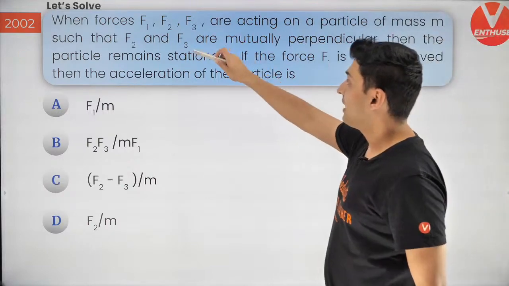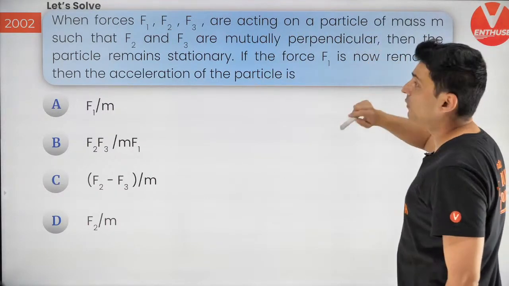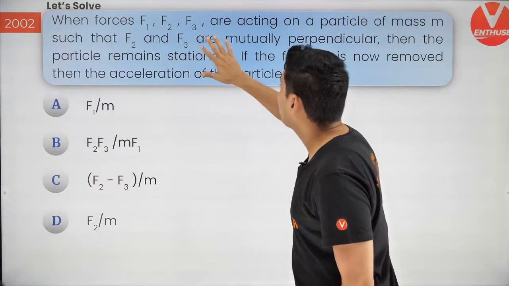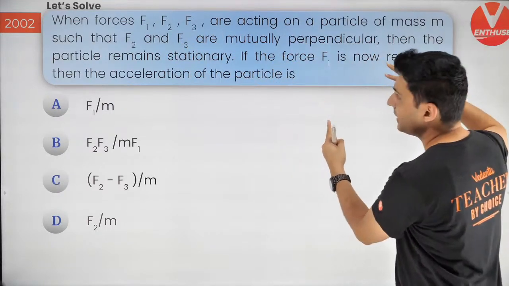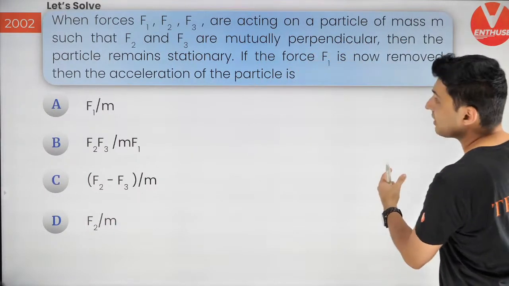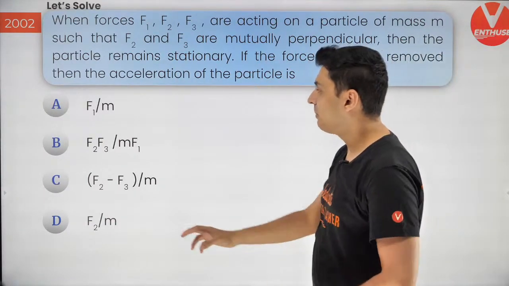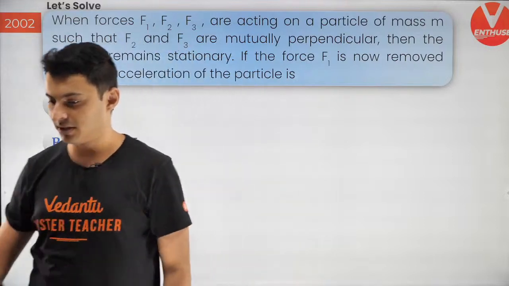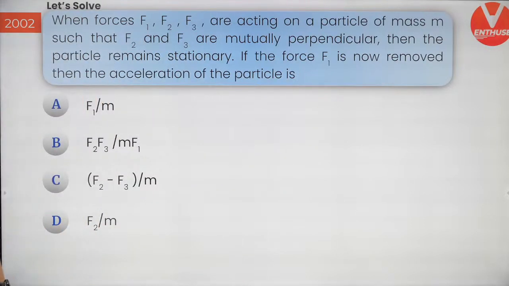2002 question. Forces F1, F2, F3 are acting on a particle of mass m such that F2 and F3 are perpendicular. Then the particle remains stationary. If force F1 is removed, then the acceleration of the particle is which of the following? Come on, think about it.